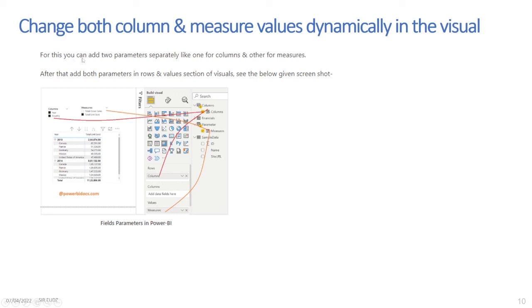From this, you can add two parameters separately, one for columns and the other for measures. After that, add both parameters in the rows and values sections. See the screenshot below. So you can choose the column parameters, and you can also choose the measure parameters.